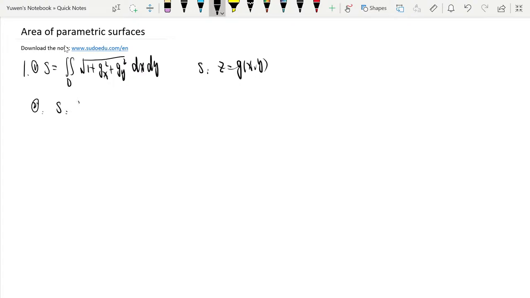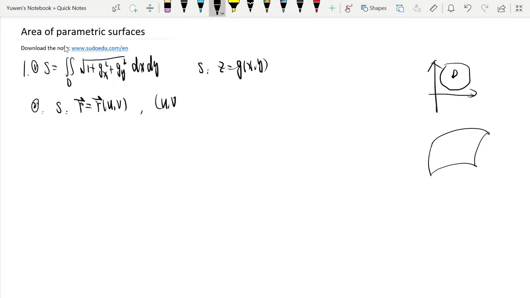If S is determined by a vector valued function, or parametric equation, how do we find its area? Now, suppose this is the surface, and this is the domain of (u, v), where (u, v) belongs to D. And we use the approximation of the tangent plane.